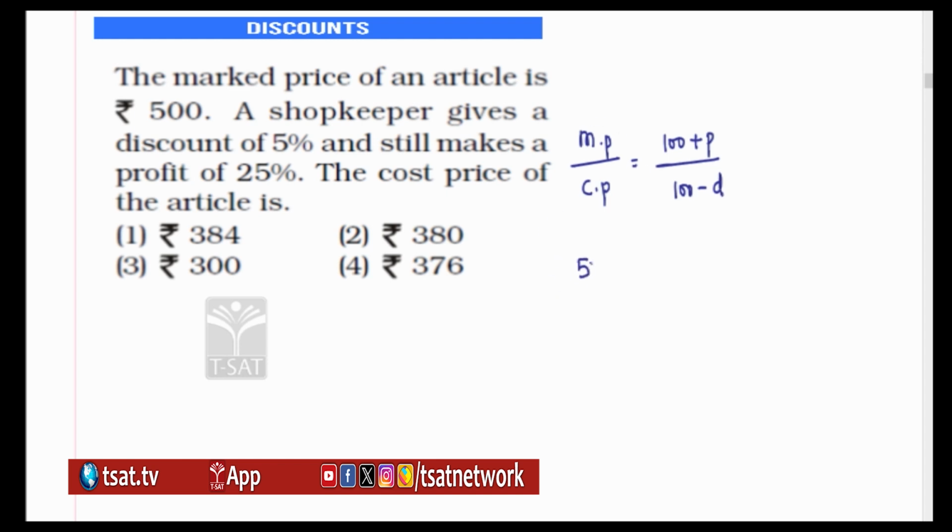Marked price is 500. Profit is 25%, so 125. Discount is 5%, therefore 95. 125 ones are 125, 125 fours are 500. CP is equal to 95 into 4, that is 380 rupees. We are getting it directly by using this formula. The formula, when profit and discount are given, is 100 plus profit by 100 minus discount. When loss and discount are given, it is 100 minus loss by 100 minus discount.